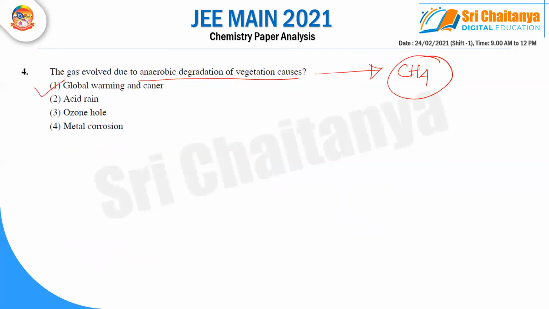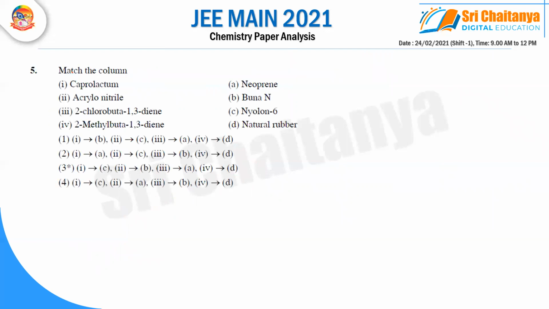So we can see the answer 1 seems appropriate. Now 5, here we have a match the following. Left-hand side, we have monomers. And in the right-hand side, we have polymers.